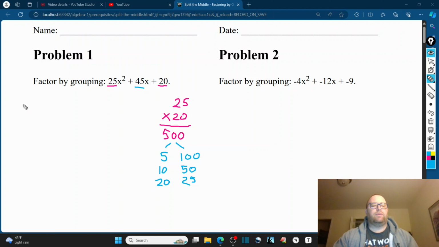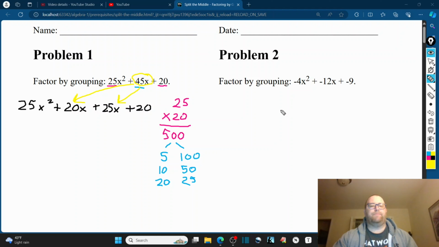So I can break this apart or rewrite this as 25x squared plus 20x plus 25x plus 20. So, and this is why it's referred to as split the middle. If we take here this 45x, we split it into 20x and 25x, okay?